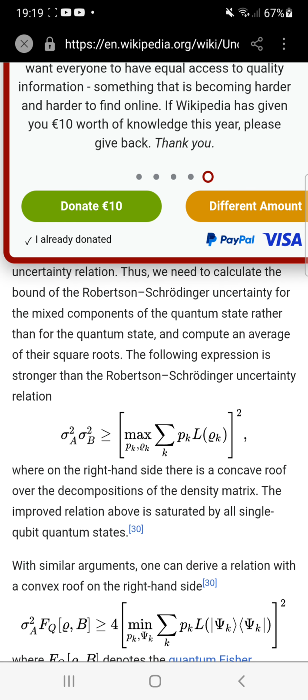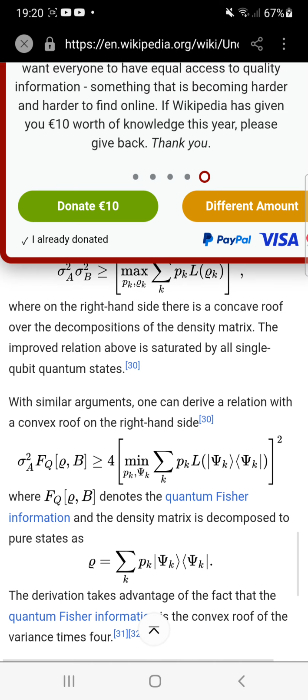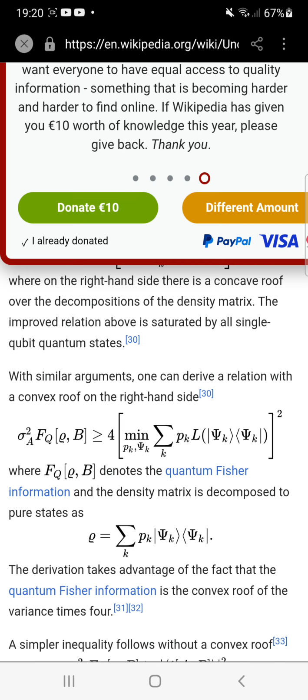Sigma 2a, sigma 2b greater equal max pk Quachi k sum k pkl Quachi k squared, where on the right hand side there is a concave roof over the decompositions of a density matrix. The improved relation above is saturated by all single qubit quantum states.